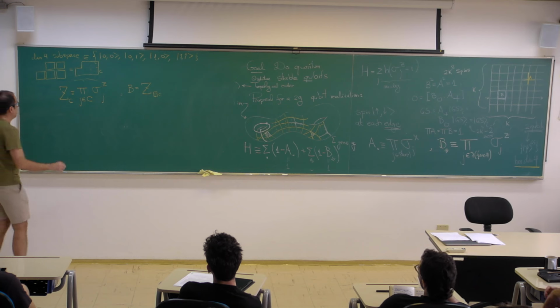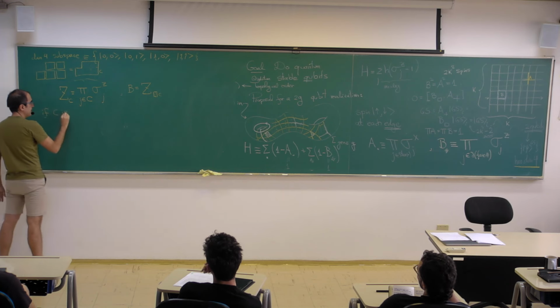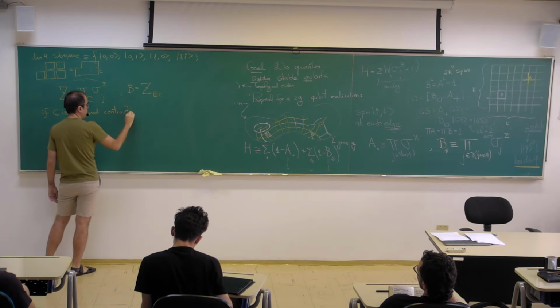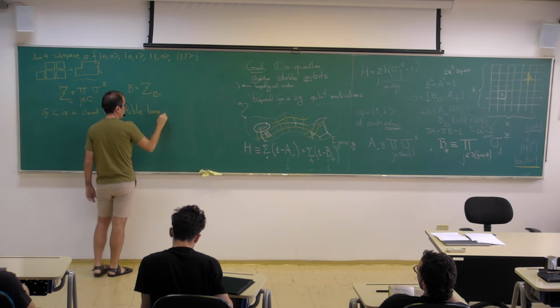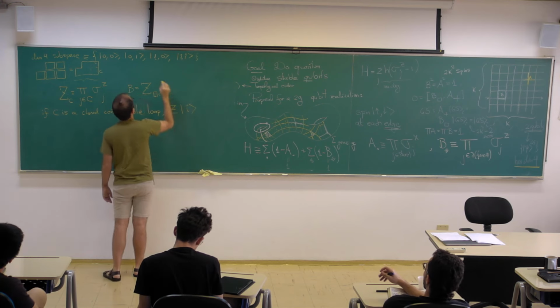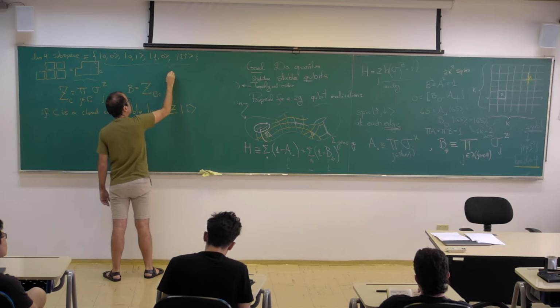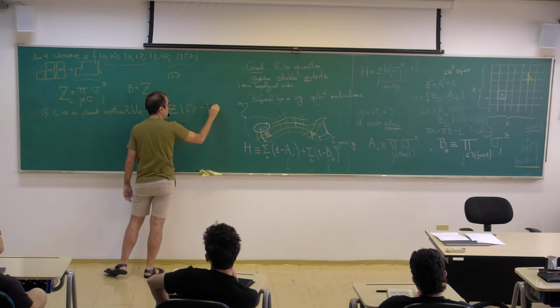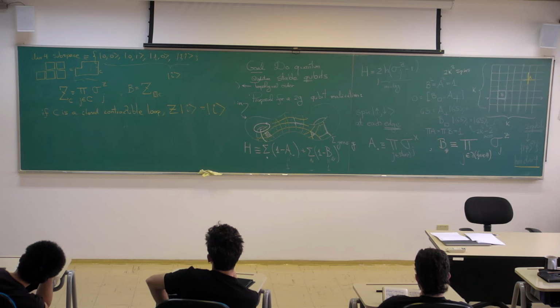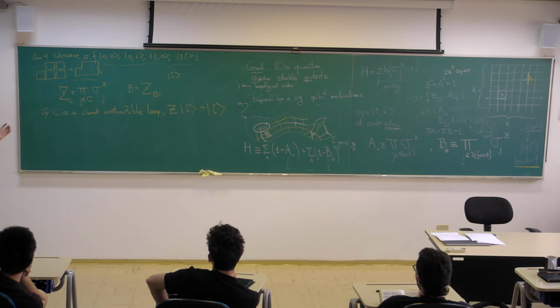Notice that if C is a closed contractible loop, Z acting on any of these elements of the ground state is equal to the same. They act trivially on the ground state because we just saw that they are products of B's and each B gives one. Right? So these closed loops act trivially, and they are not interesting as operators to manipulate my ground state. I can create these loops, but they do nothing.